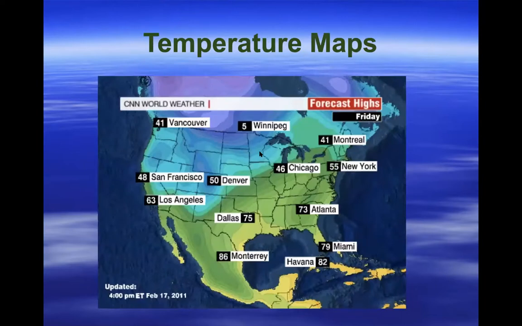Here we have a temperature map. Temperature maps usually have a lot of coloring on them, indicating that there is a change in temperature. If we look up here, the temperature in Vancouver, Canada is like 41 degrees. Winnipeg is 5 degrees. Dallas, Texas, 75 degrees. So that's an example of what we call a temperature map.